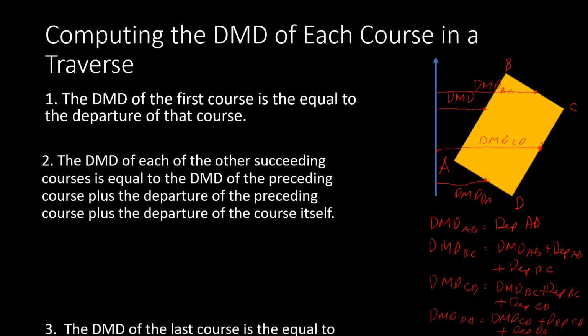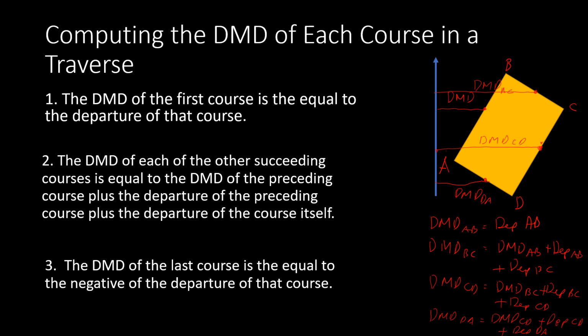And finally, the third rule is that, as a check, you should find that the DMD of the last course is equal to the negative of the departure of that course, meaning the DMD of the last line, DA, must equal the negative of the departure of line DA. So this serves as a check in our computations of the DMDs.